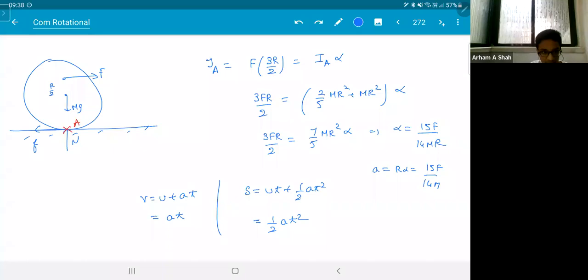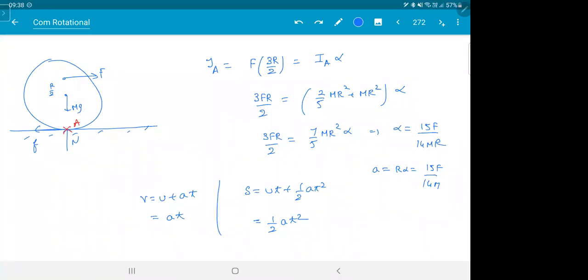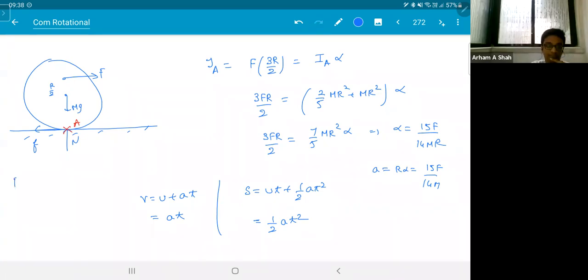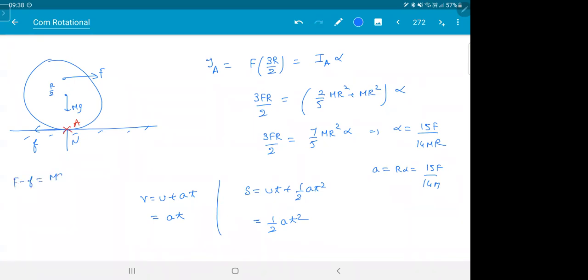Sir, friction will be minus F by 14. Friction would be minus F by 14. I didn't get what you're saying. Okay, you're finding the value of f. Yes, sir, that also you can find if you want. That would be F minus f is ma. If you substitute a, you'll get the value of f. Okay, but I didn't ask you that, but you can find that also. Not a big deal. If there is any step you didn't get, please ask me.